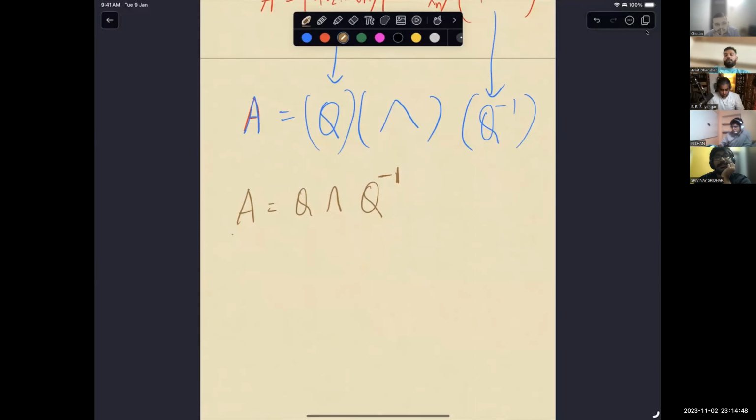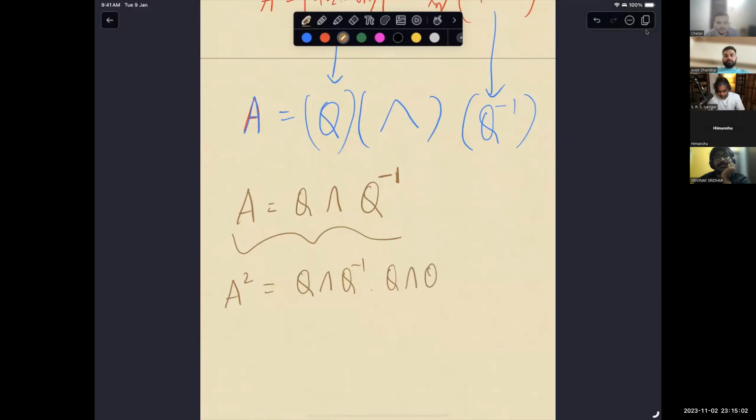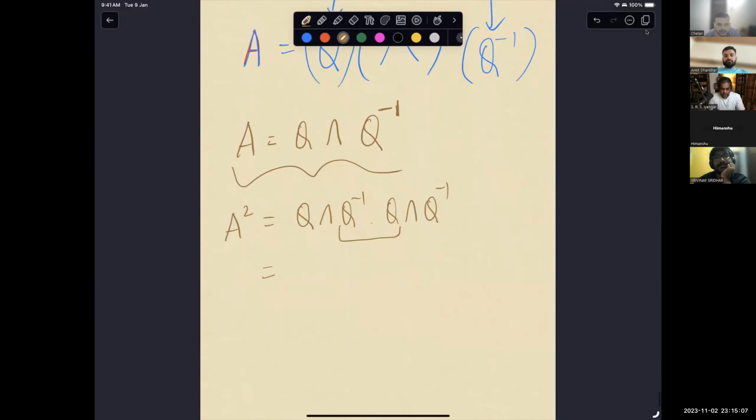Now what all can we do? If you can write A as this, A square is, can someone tell me what is A square? Q into lambda square Q inverse. This becomes identity. So this becomes Q lambda square Q inverse, which is A square, and in general A to the power of K is Q lambda to the power K Q inverse.